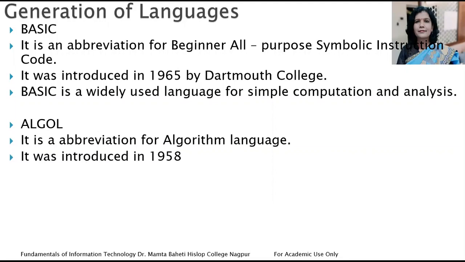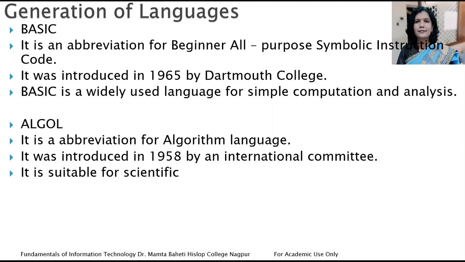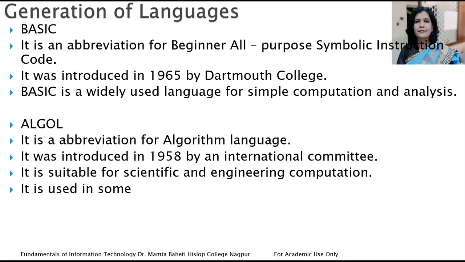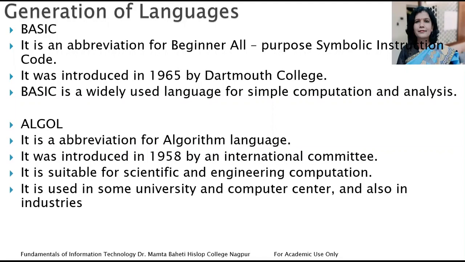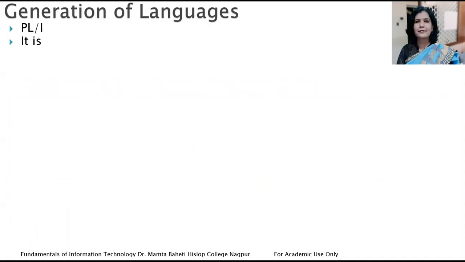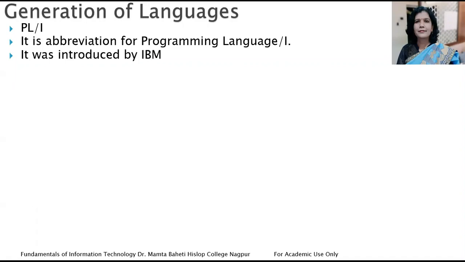In BASIC, in simple language, you can interface the hardware with the system and get the application workable. Hardware-based applications were also easily designed in BASIC. Next is Algol, algorithmic language. It was suitable for scientific and engineering computations. Next was PL1. It is the abbreviation of Programming Language 1, which was introduced by IBM.